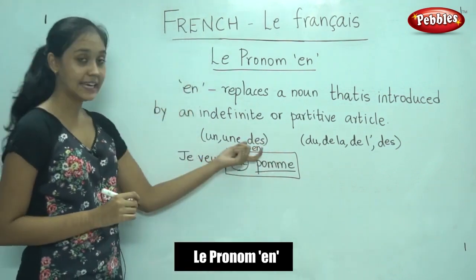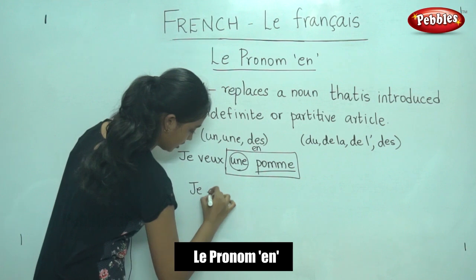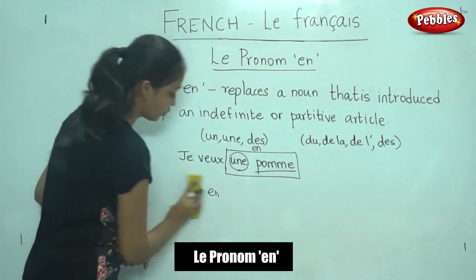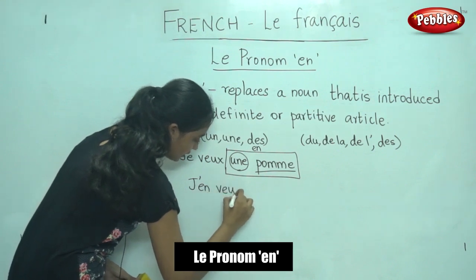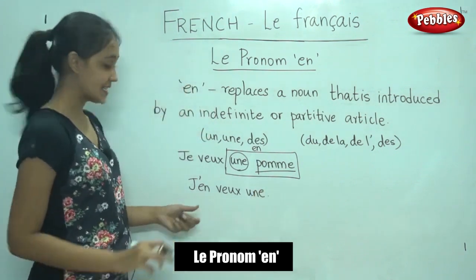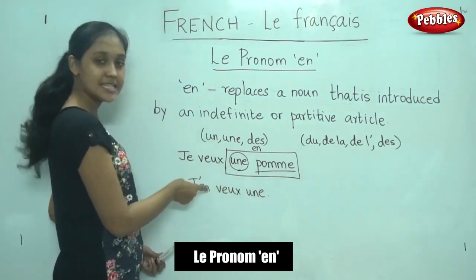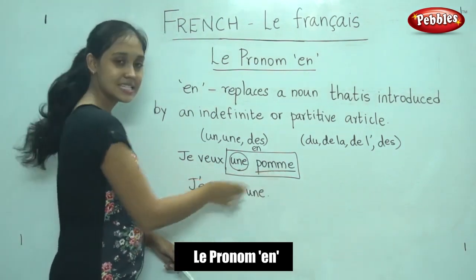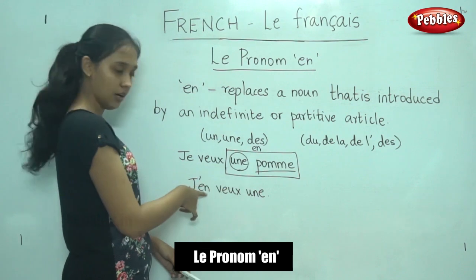But where would you place en? It is placed before the verb. Je, en, you have to place it here. However, we have a vowel clash here. So what would we write it as? Je, and you would write en, veux. So what would this sentence mean is, I want one of it. En is similar to it in English, right? You would say I want an apple. If you replace this, you would say I want it.